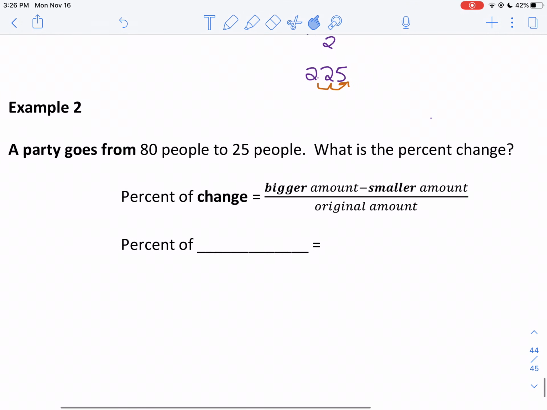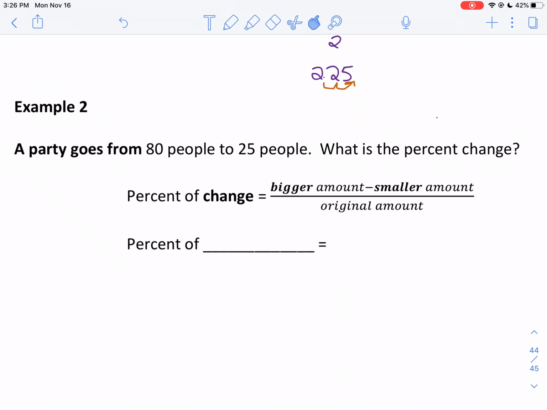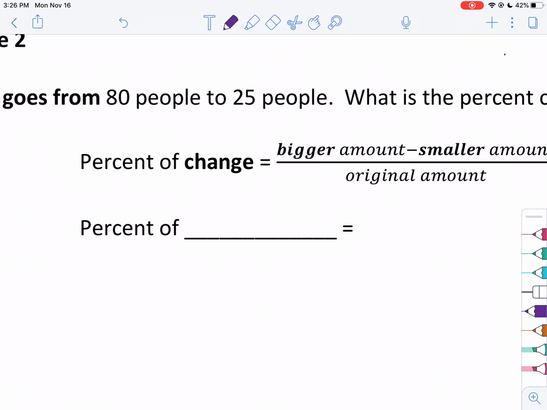Example 2. A party goes from 80 people to 25 people. What is the percent change? So we're going from 80 to 25. So it went down. So it's a percent of decrease. So bigger amount minus smaller. So 80 minus 25 over original. So original was 80 because it went from 80 to 25.